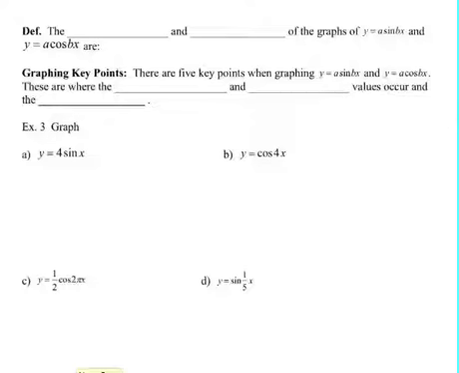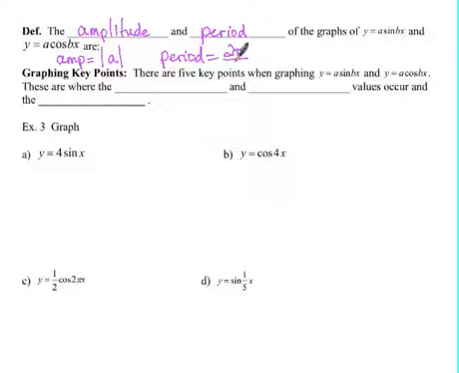All right, the amplitude and period of the graphs of y equals a sine bx and y equals a cosine bx are the following. The amplitude is a distance, and distance is non-negative. So my amplitude is the absolute value of a. Sorry, I just put the wrong letter in there. And the period length is always 2 pi divided by b. Okay?